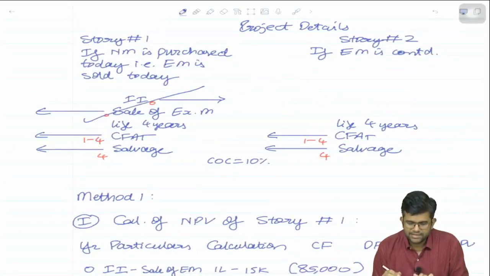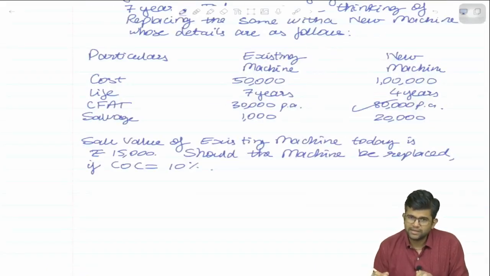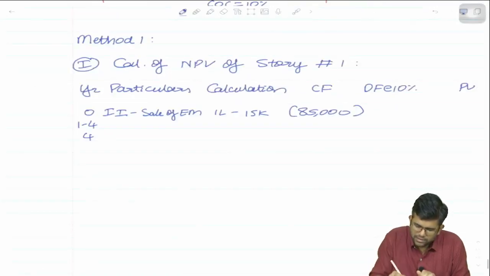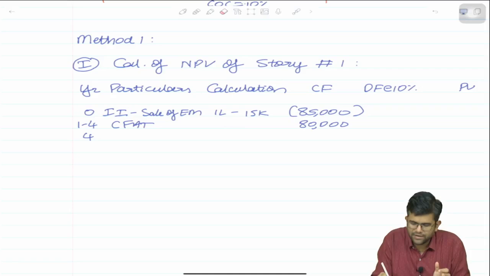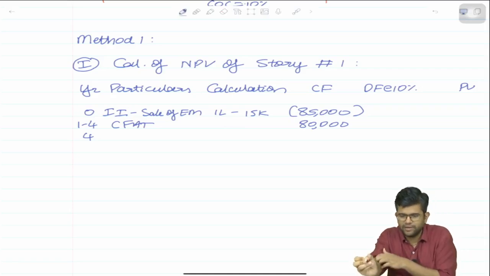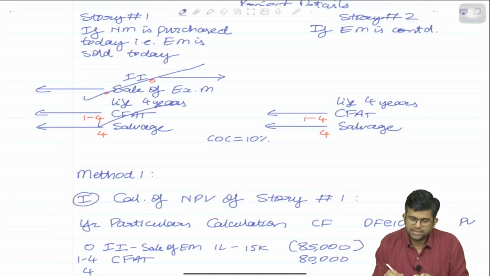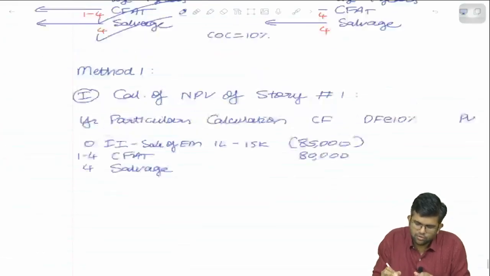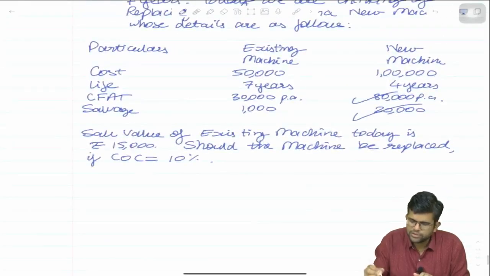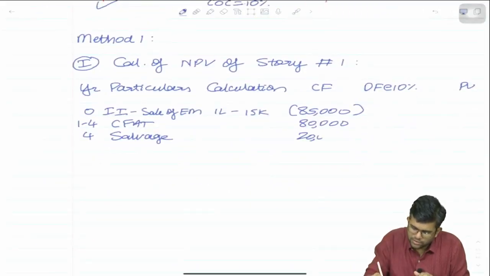Next, can I say I will tackle CFAT. As far as CFAT is concerned, can I say the CFAT that the new machine will give you is 80,000 per annum. I will write here CFAT 80,000 per annum. Generally we make a working note to calculate CFAT, but here I have directly given CFAT to you, so no need for any working note. And then, okay, with that I have knocked off CFAT, and now what is left is salvage. Salvage, can I say, will come at the end of the 4th year. The new machine's salvage after 4 years will be rupees 20,000, according to the example I gave you yesterday. So I'll write here 20,000.